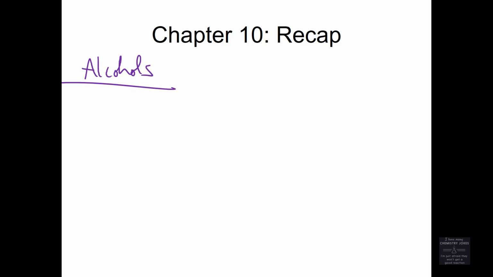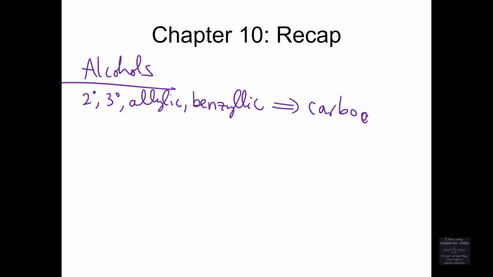Alcohols. Well, if you have a secondary or tertiary alcohol, allylic or benzylic alcohol, those like to make carbocations. That means SN1 or E1.